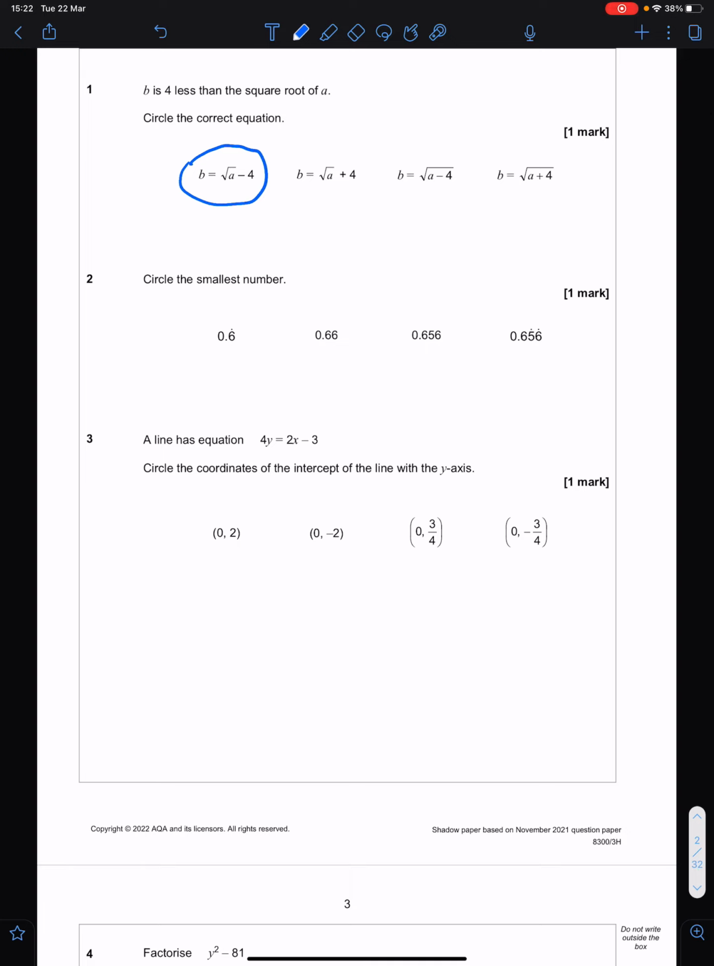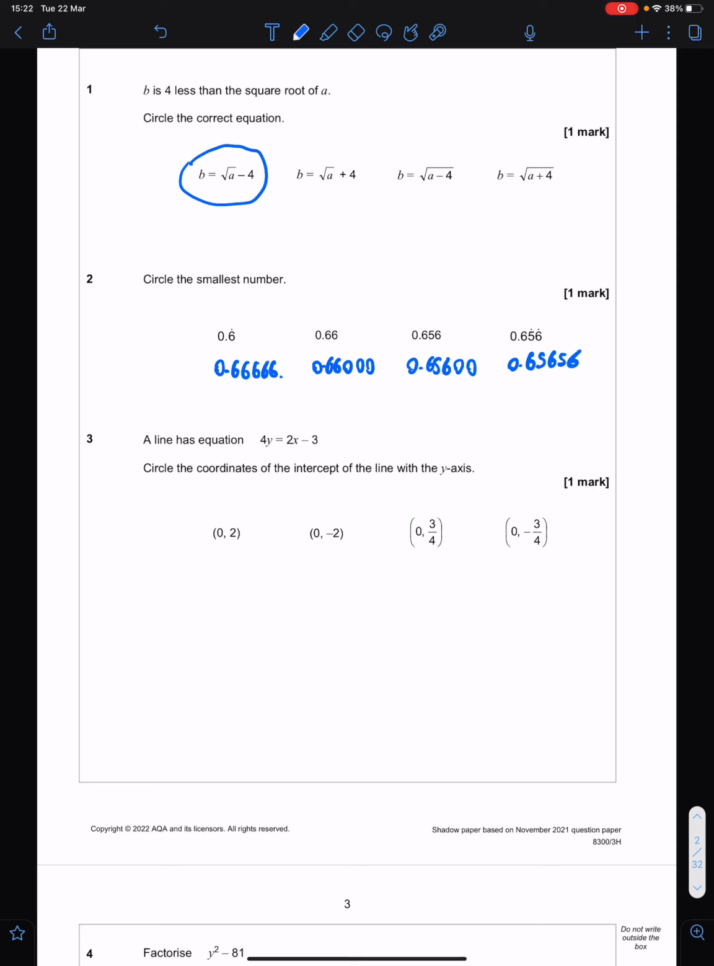Next, circle the smallest number. The easiest way to do this, I think, would just be to write it to more decimal places. So 0.6 recurring, let's see. Let's say if I wrote them all to 5 decimal places, it might be easier. 0.66666. This next one, 0.66000. This next one, 0.65600. And then the next one, 0.656 recurring, but only the 5 and 6 are recurring. So 6, 5, 6, 5, 6.